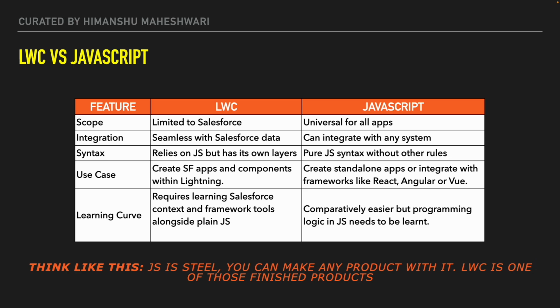So Lightning Web Components versus JavaScript is this table that I've set here. Before going into the table, I've given an orange message below. Just take this example. You have steel as a commodity, and you can make any product with it. You can make a glass, a jar, a utensil, probably some aircraft material. You can do all of that stuff. So JavaScript is the steel. You can make any product with it. And LWC is one of those finished products made out of steel.